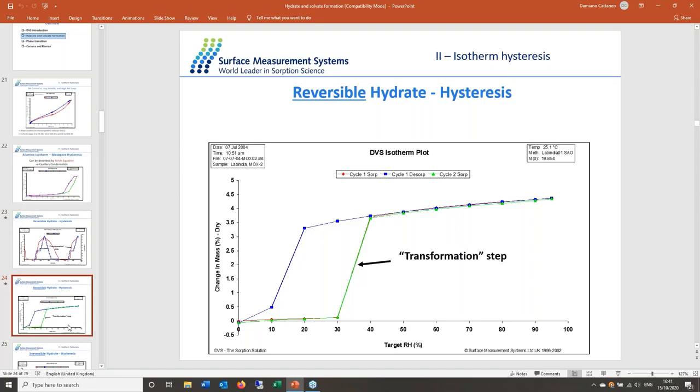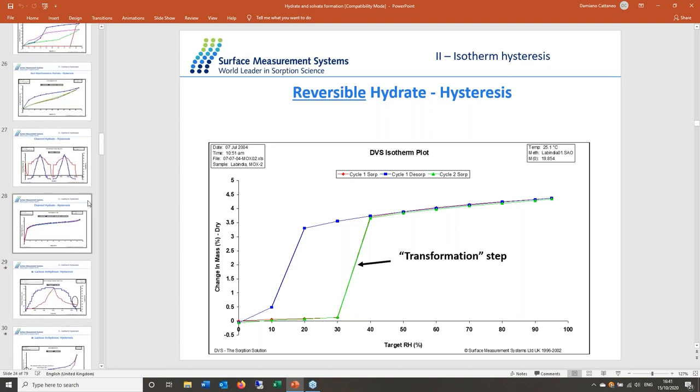That means that my sample is stable, and I don't have to worry if I get the sample wet. I can always drive back to the initial condition. So I don't have to worry, for example, about storage condition or about preconditioning of the sample, because whenever I want to, I can re-drive back the sample to the initial form.